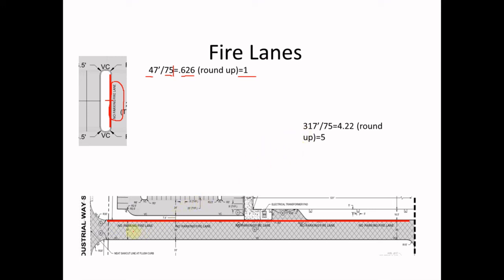Okay, so another example here down at the bottom. This strip is 317 feet long. We're going to apply the same rule, 75. We get 4.22, round up to 5, and that means take 5 no parking fire lanes and evenly distribute them along that 317-foot length of the area that's been designated as no parking fire lane, and that's how we're going to apply them.